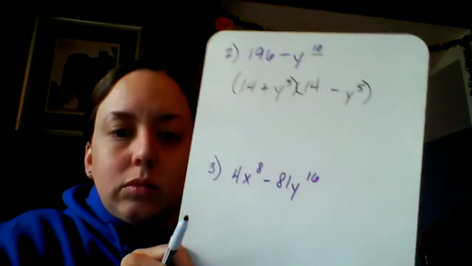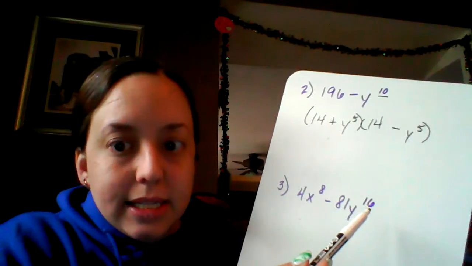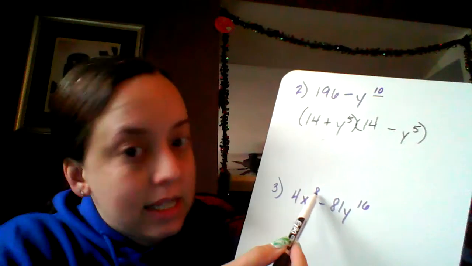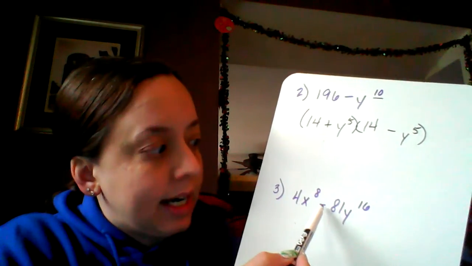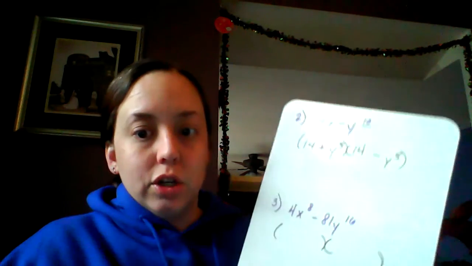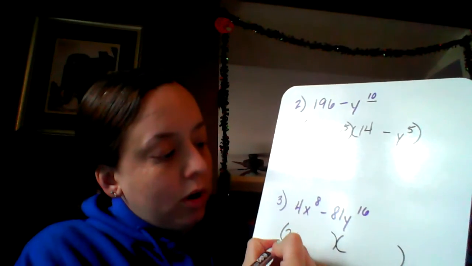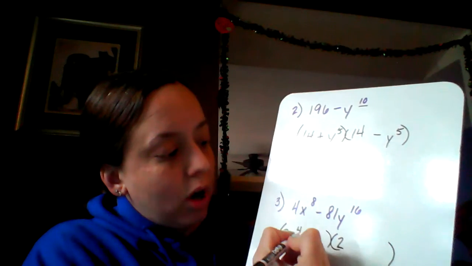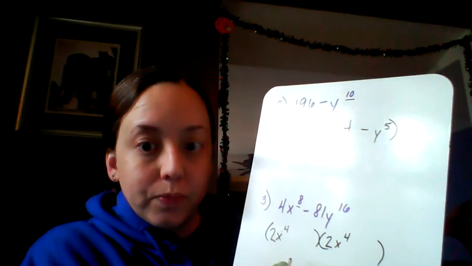On this one, you have 4x to the 8th minus 81y to the 16th, right? So all of this is perfect. The 4 and the x to the 8th is perfect, and the 81 and the y to the 16th is perfect, and I am subtracting. So again, you set up your 2 sets of parentheses, right? And what times what gives me 4? That's 2 times 2, and the x to the 8th comes from x to the 4th and x to the 4th because I'm just dividing that by 2, okay?